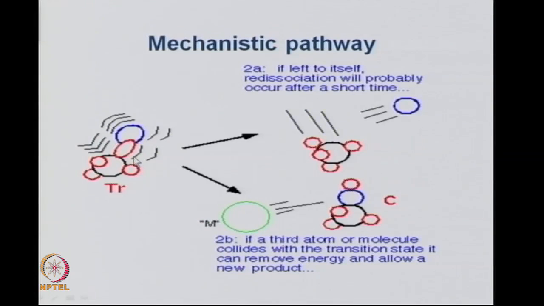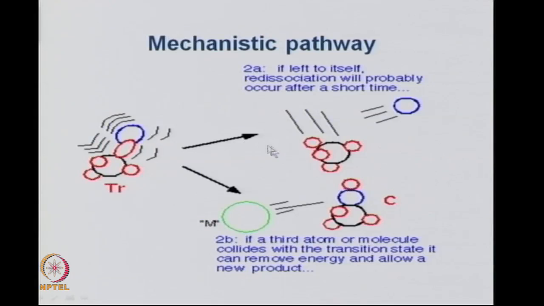Now, from the transition state where A and B have collided, there can be two ways that the reaction can proceed. One is it may dissociate back to give you A and B, or, because this has some extra energy compared to A plus B, it can transfer its energy to some other molecule and the entire unit can remain as such, which is C. So, the third body, which is M here, can collide with the transition state and take away this excess energy and give back this new product, which is C, a combination of A and B. Or the other simple way is it falls back to the original energy state with A and B dissociated.